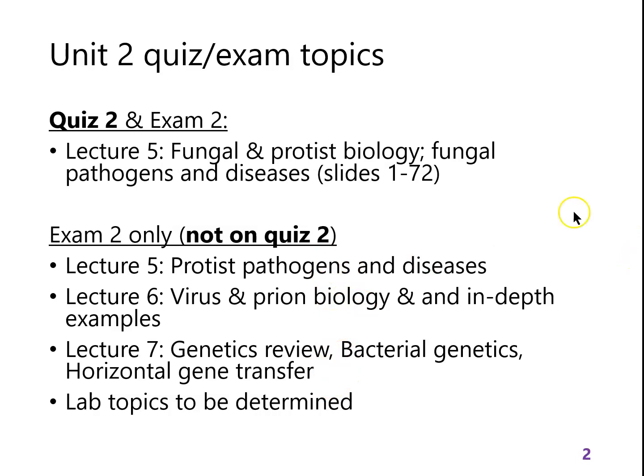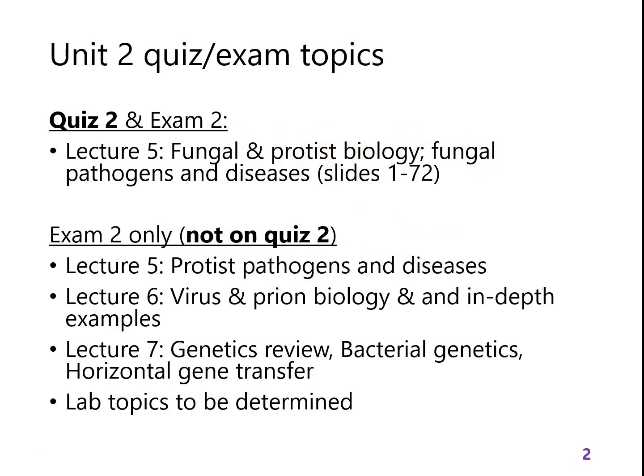And what I want you to notice in particular is part of Lecture 5 is on the quiz, and the other part is not. And so you'll see that the lecture is divided into 4 sections. The first one is about fungal biology, and then fungal diseases is the second part. Third part is protist biology, and the fourth part is protist diseases. And so the first 3 parts are up here. The fungal biology, fungal pathogens and diseases, and then protist biology. That's going to be on the quiz. But the protist pathogens and their diseases will not be on the quiz.